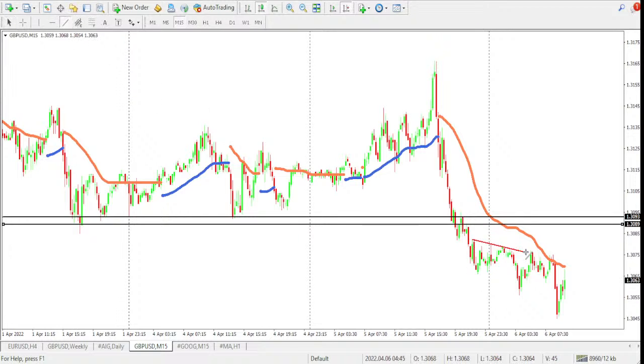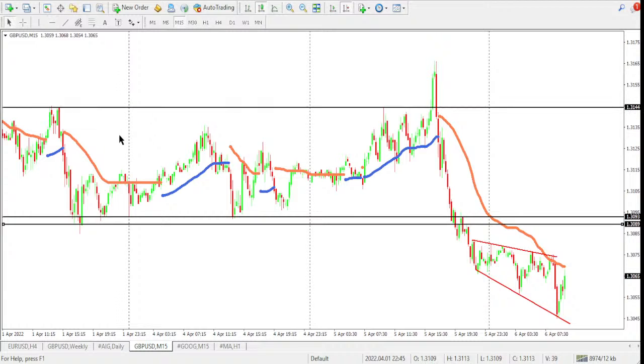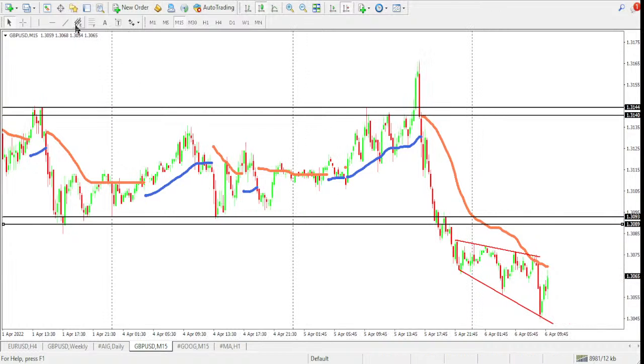This is a shape now. This is not a horizontal level. This is a shape. We have that shape there, and then we have another level, this one here. This is a very good resistance level in the past. Then we had a shape like this. This is a very good shape.